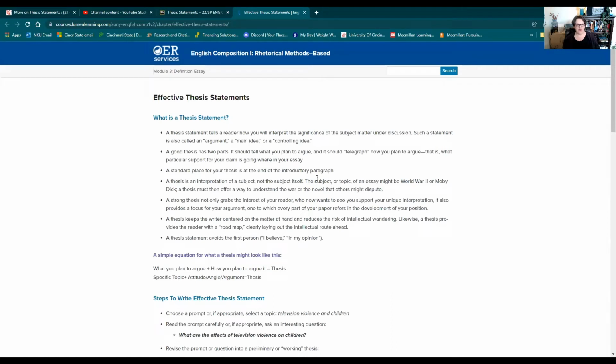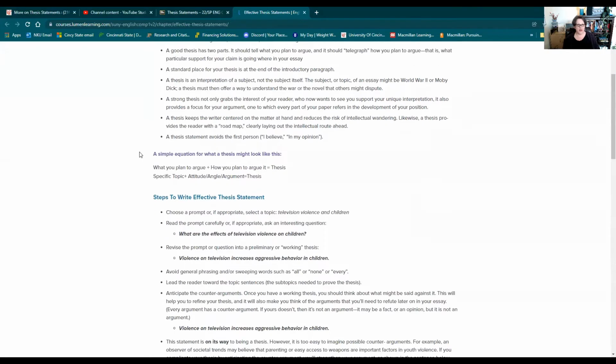This is a very helpful handout, and it essentially talks about what a thesis statement is. Remember, the thesis statement is essentially the controlling idea of your essay, regardless of whatever type of writing it is. It is the controlling idea. However, for this assignment, you are writing an argumentative essay or a persuasive essay. So think of this equation here.